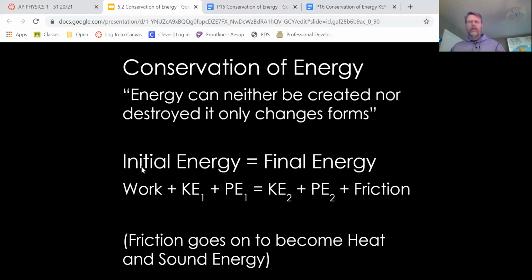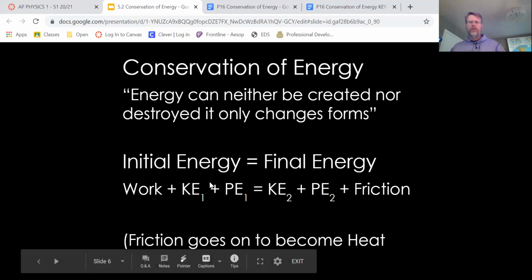Okay, so the idea is all the initial conditions are going to be put on one side, and all the final conditions will be put over here. Notice we're not going to talk about the force of friction. This is going to be the energy lost due to friction, and that energy normally appears as heat or sound.